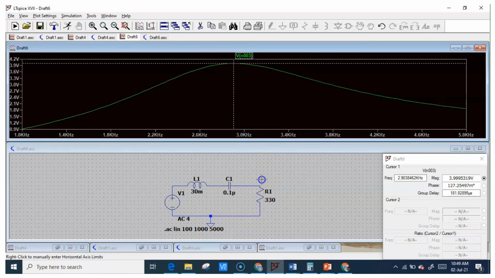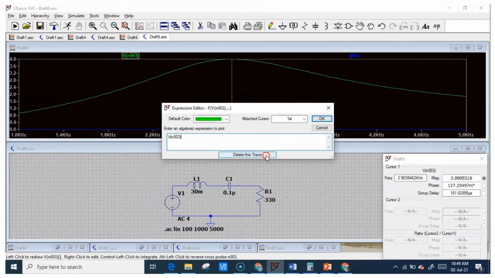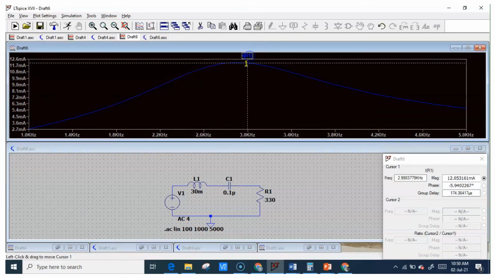Now let's also find the current flowing through the resistor. So let's delete this plot, so it will be easy. This is the current. At what frequency is the current maximum? Same, at 2.9 kilohertz. The value of magnitude, that is current, is 12.11 milliamps.